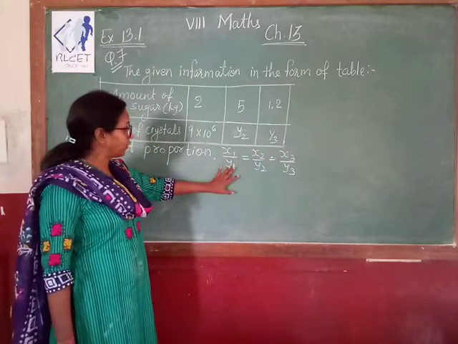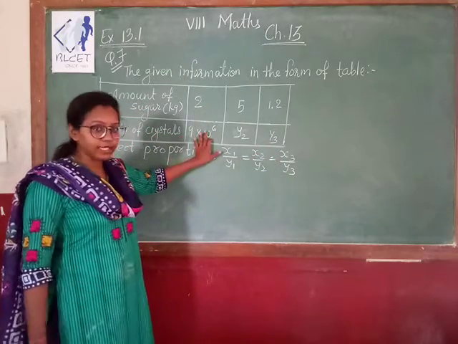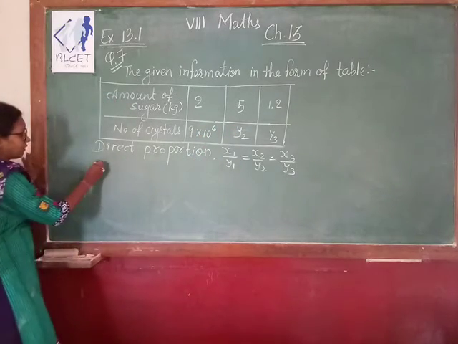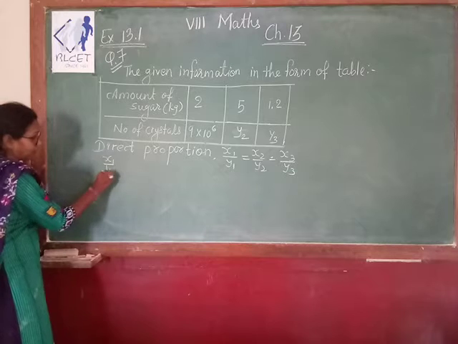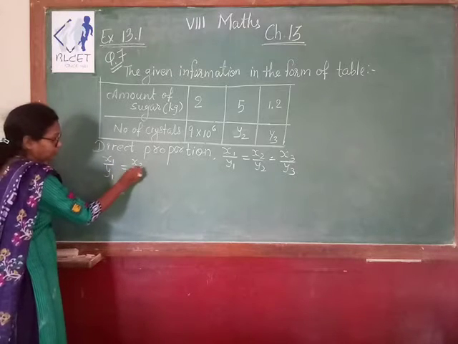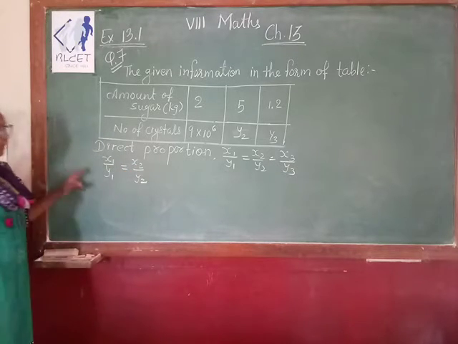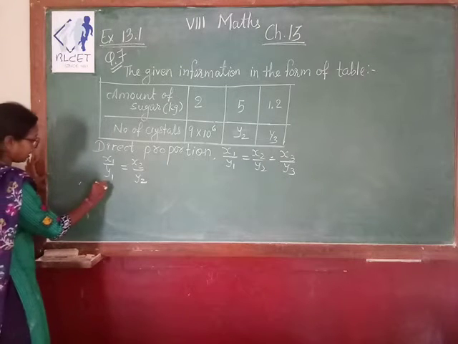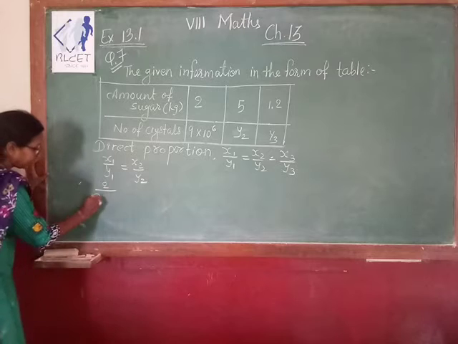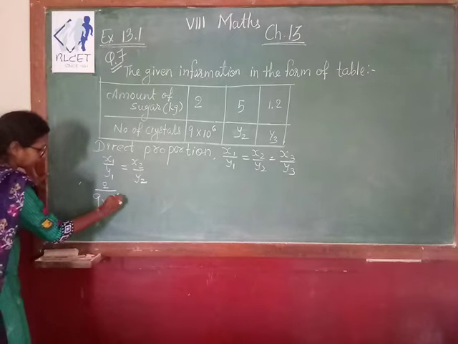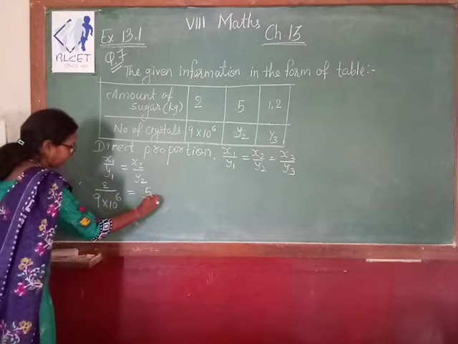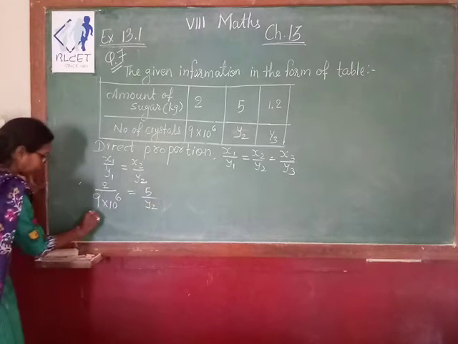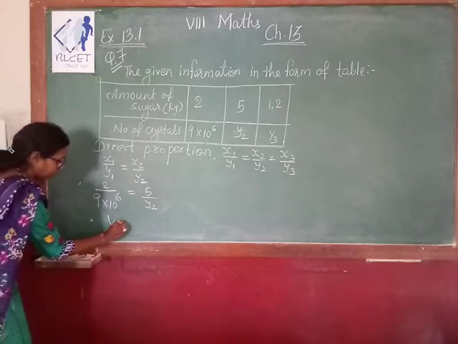So first, whatever known quantities we have, we compare with the unknown quantity. So first we will take x1 upon y1 is equal to x2 upon y2. In this we will substitute the values. What is x1? 2 divided by 9 into 10 power 6, which is equal to 5 divided by y2. Now we want to find the value of y2. So y2 is equal to what?